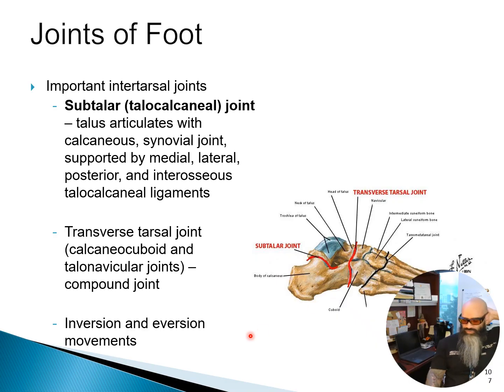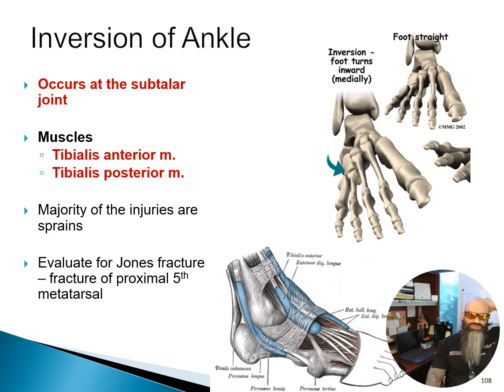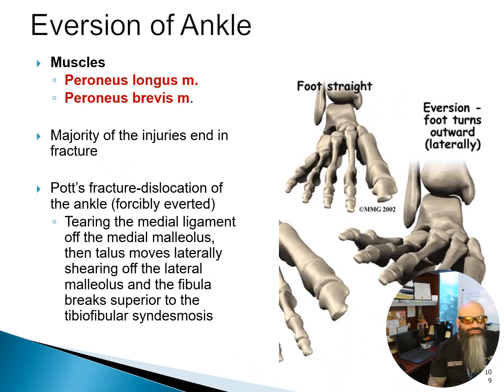You can see all of the subtalar joints. Inversion of the ankle occurs at the subtalar joint, and this is primarily performed by tibialis anterior and posterior. Ankle everters are peroneus longus and brevis.